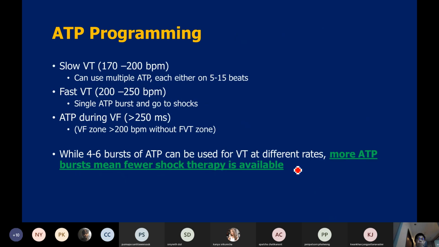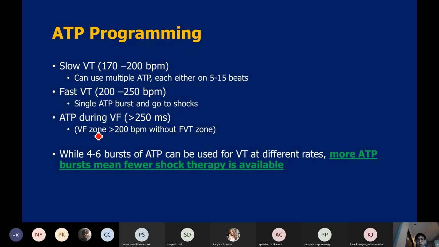So how can we program the ATP? For slow VT, we can use multiple ATPs, each of 5 to 15 beats per set. Because slow VT causes less hemodynamic instability, we can use ATP several times before we have to go further to the shock. For fast VT, we only allow a single ATP before going to shocks.